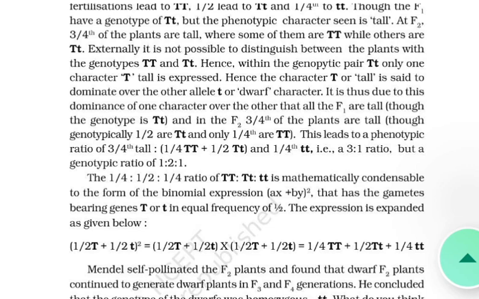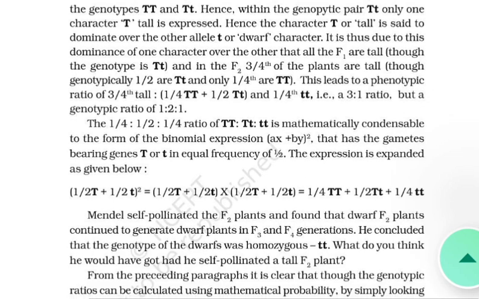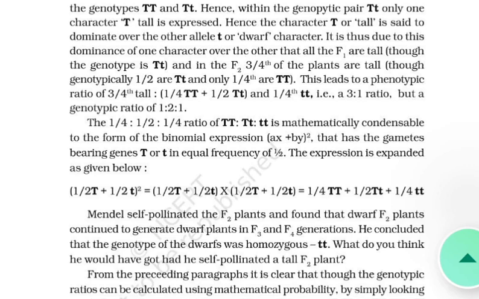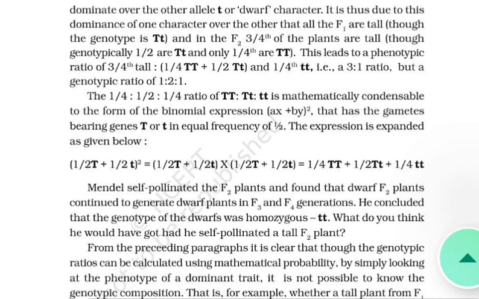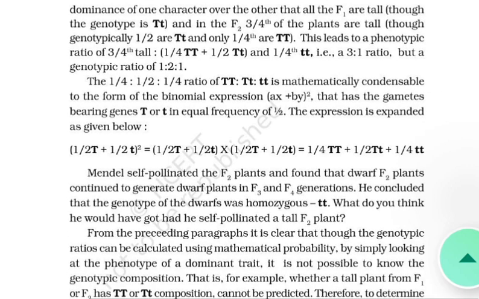Mendel self-pollinated the F2 plants and found that dwarf F2 plants continued to generate dwarf plants in F3 and F4 generations. He concluded that the genotype of the dwarf was homozygous, that is small t small t. What do you think he would have got had he self-pollinated a tall F2 plant?